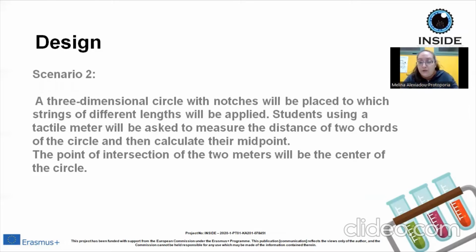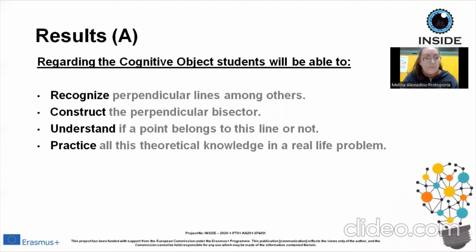As for scenario 2, we give them a circle from the scenario that refers to the statue. We give them a circle, and the students start to calculate the chords of the circle. We ask them to measure 2 chords of the circle and calculate their midpoint, and then find where that midpoint is in order to find the center of the circle.